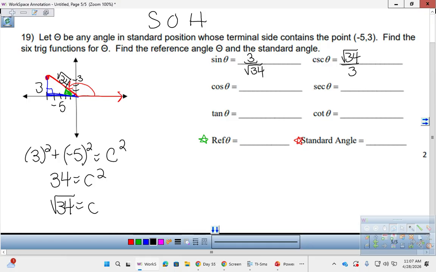Same numbers. Now, I can't have a denominator with a root though. I'm going to rationalize that one. We okay with rationalizing? I'm going to multiply by root 34 over root 34. So I'm going to get 3 root 34 over 34.